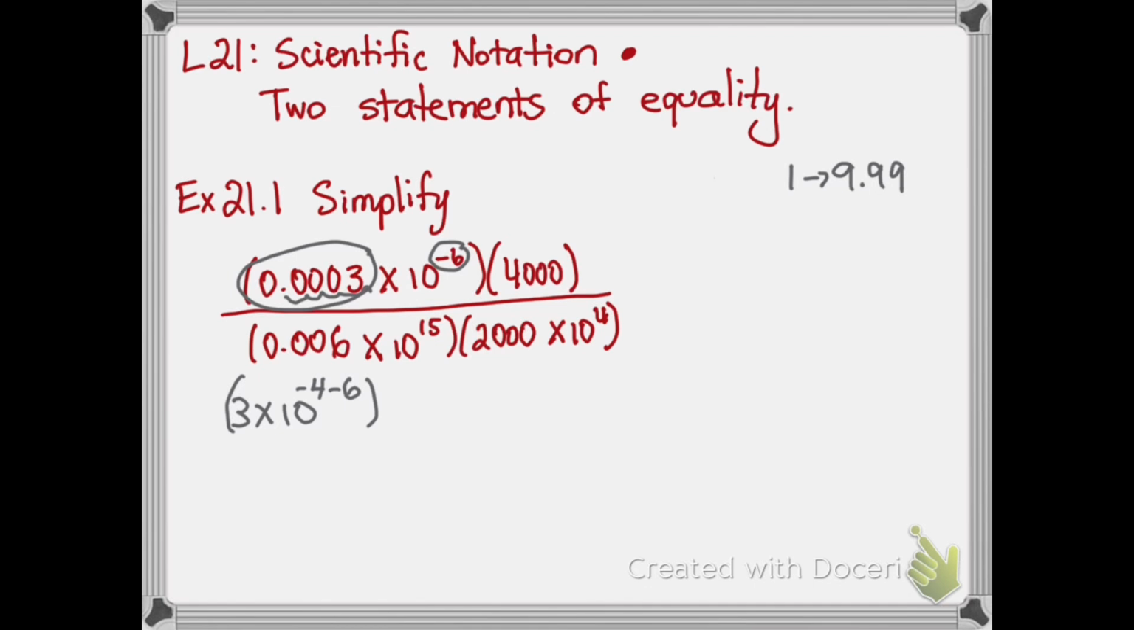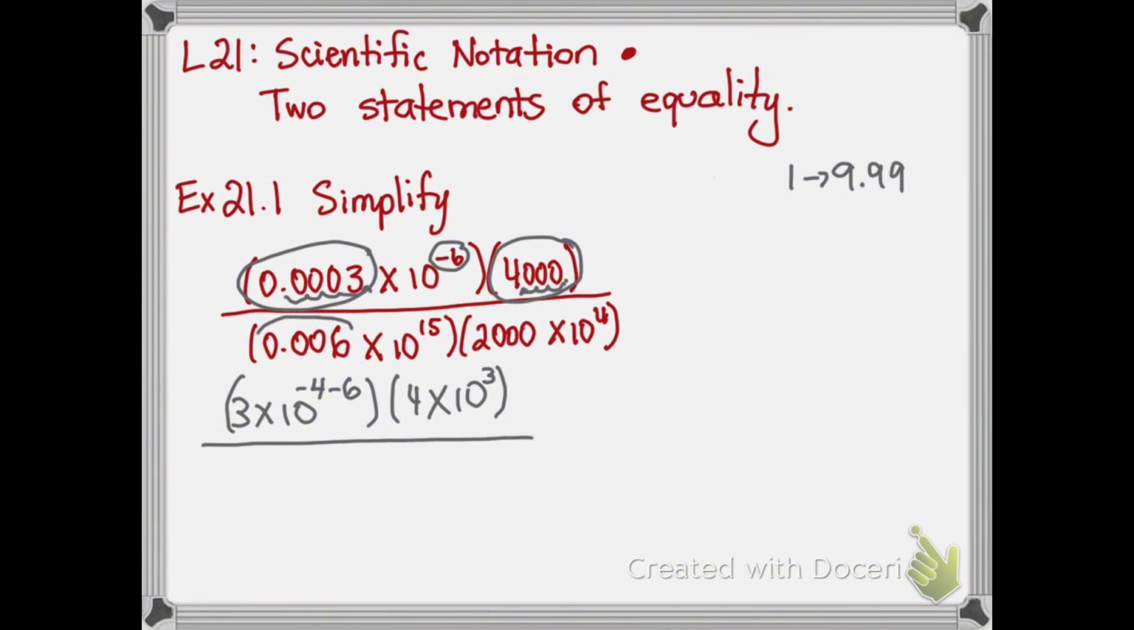Then we're going to convert the 4,000. 4,000 is 4 times 10 to the, and then we're going to again move the decimal that is here 3 spaces to make it 4. Now in this case, 4,000, the original number is bigger than 1, so my exponent is positive 3.